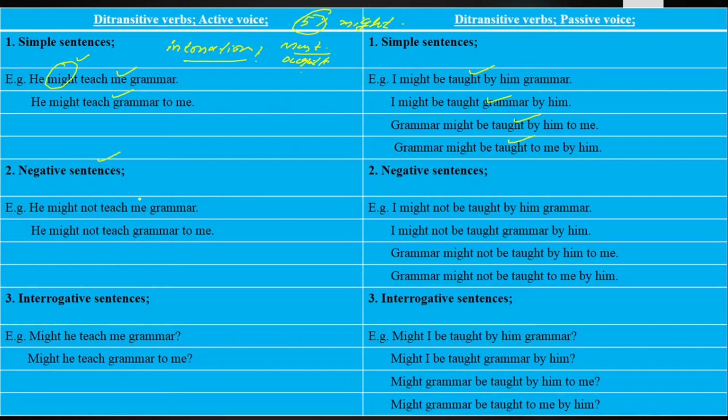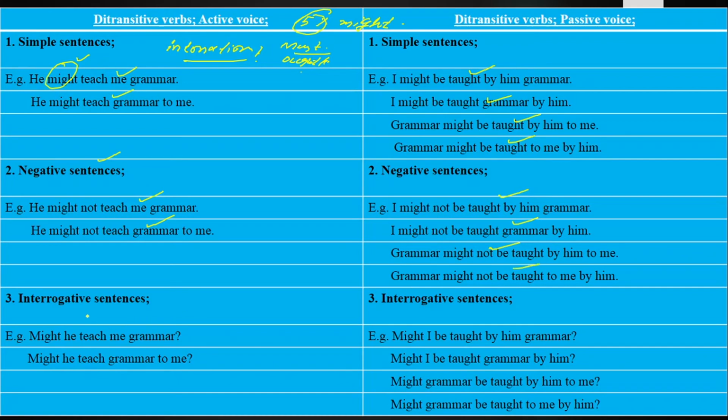He might not teach me grammar. He might not teach grammar to me. Grammar might not be taught by him to me. Grammar might not be taught. I might not be taught by him grammar. I might not be taught grammar by him. Grammar might not be taught by him to me. Grammar might not be taught to me by him.